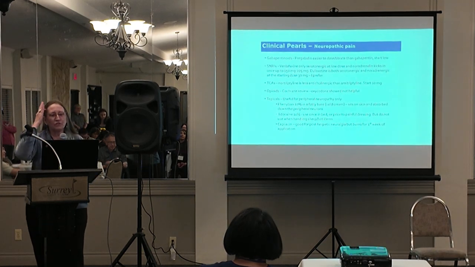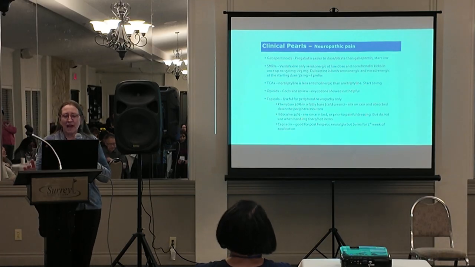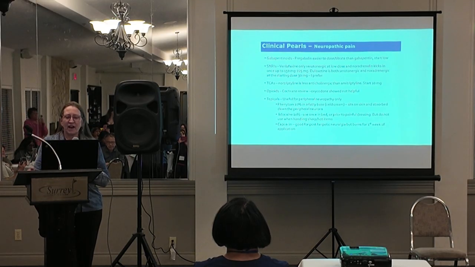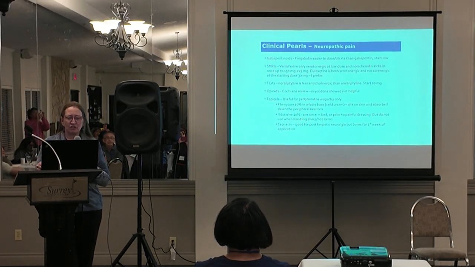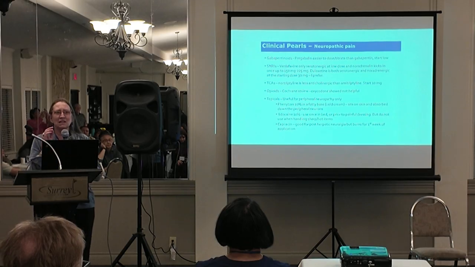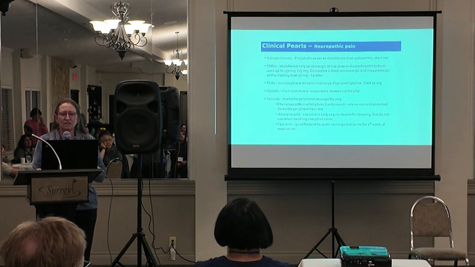So for neuropathic pain, the clinical pearls are gabapentinoids. Pregabalin is easier to dose and titrate than gabapentin, so start low, and it's SNRIs. The venlafaxine, as I mentioned, was serotonergic at low dose. For TCAs, I usually start with nortriptyline instead of amitriptyline. Nortriptyline is less anticholinergic. It'll give less dry mouth, less postural hypotension and stuff like that.